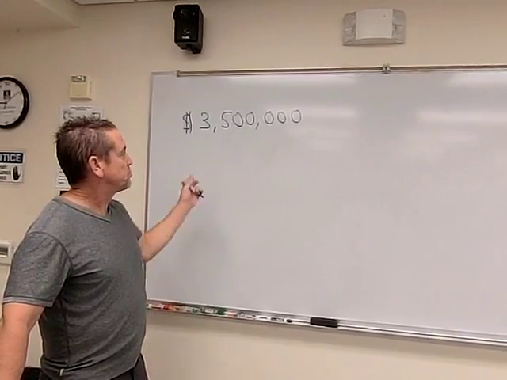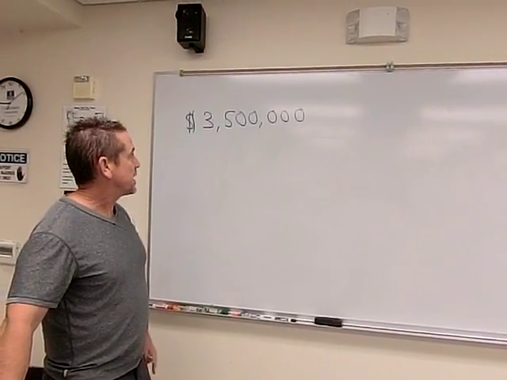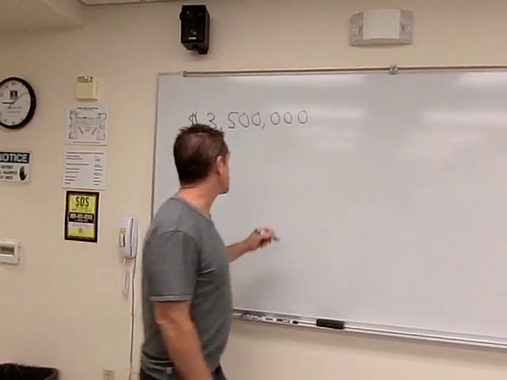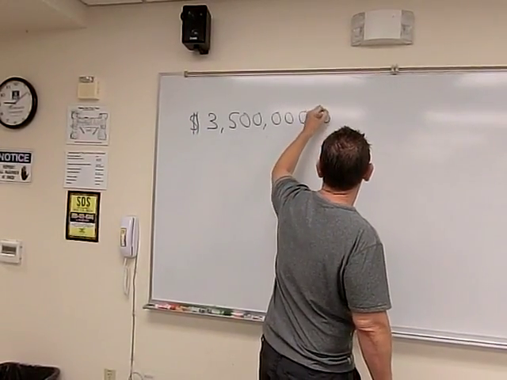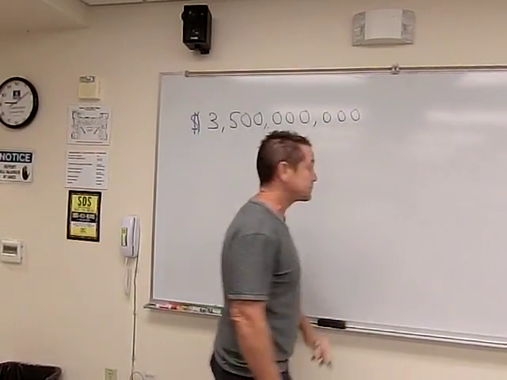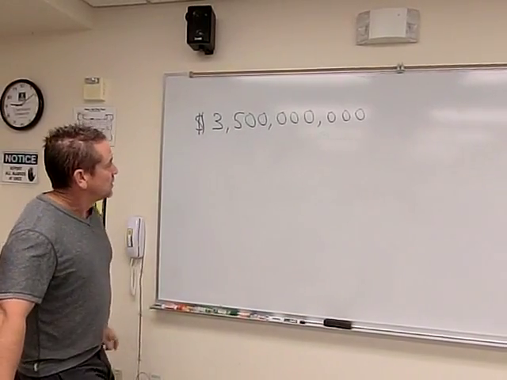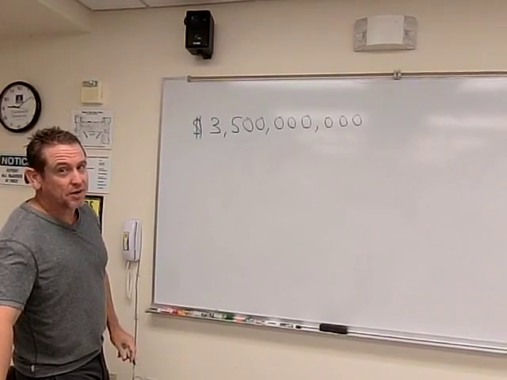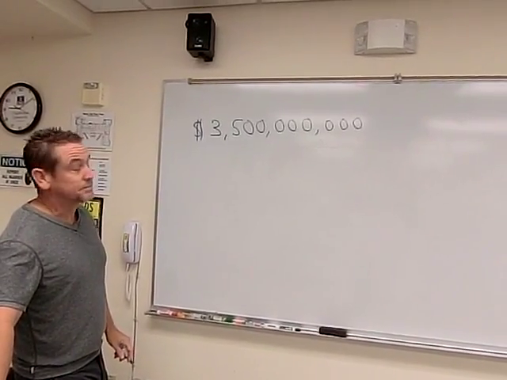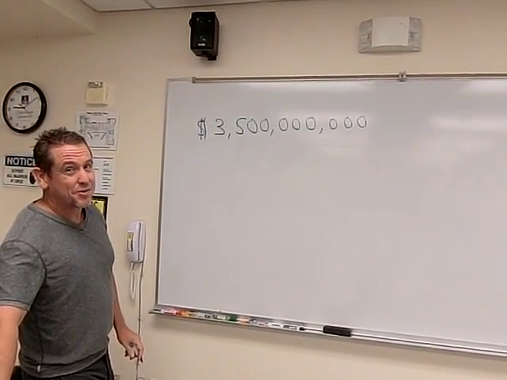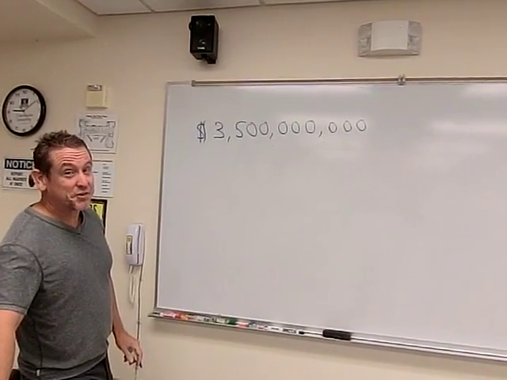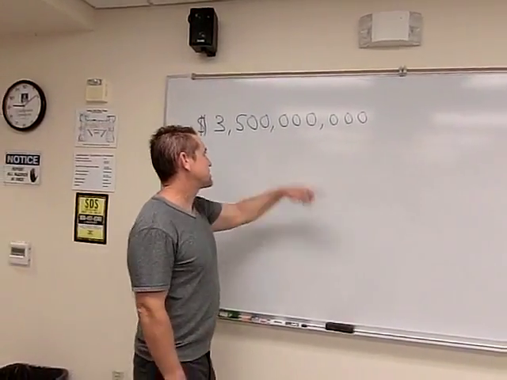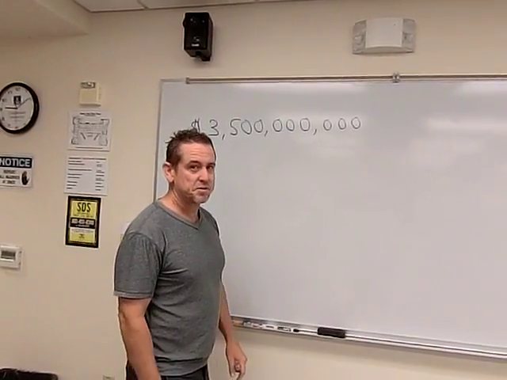So if you deal with big numbers, you kind of get tired of writing all these zeros. Let's make it even more exciting. Let's add 3 more zeros on there, and now it's $3,500,000. Okay. No, that's wrong. $3,500,000,000. Okay. So you can kind of see all the zeros get a little cumbersome.